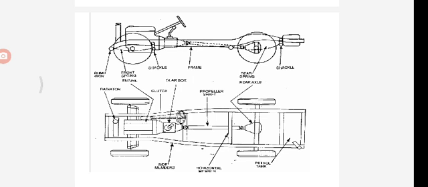Next, apart from the engine, there is a clutch. In between the engine and gearbox, the clutch is present. From the gearbox, the drive is transmitted to the differential, that is the rear axle, through the propeller shaft. The petrol tank is located at the rear side of the vehicle. These are the frames, with horizontal members and vertical members, that is the horizontal members and side members.